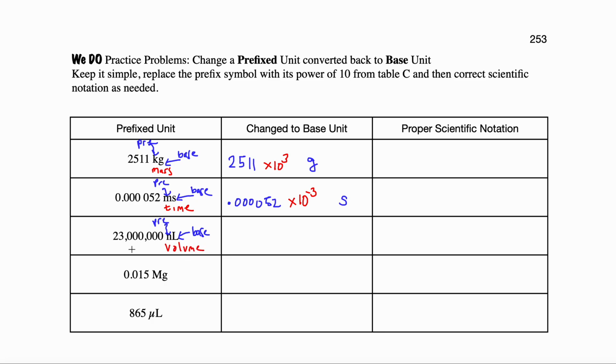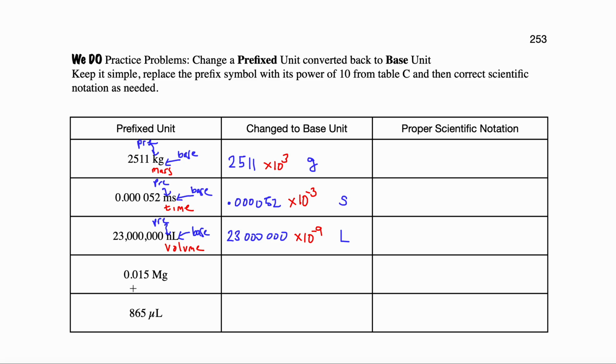So now I'm going to re-express this number by replacing the prefix letter n with its power of 10. So I still have 23 million. But now instead of n for nano, I replace it with its power of 10, 10 to the minus 9, and the unit, the base unit, is still present, liters.